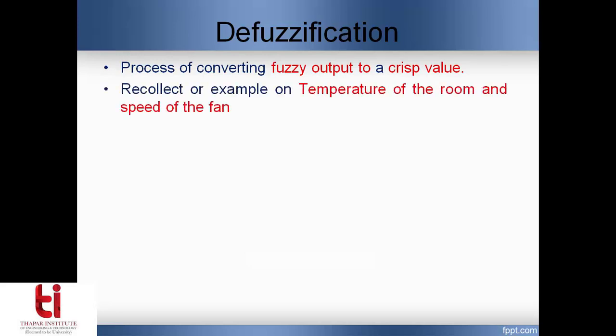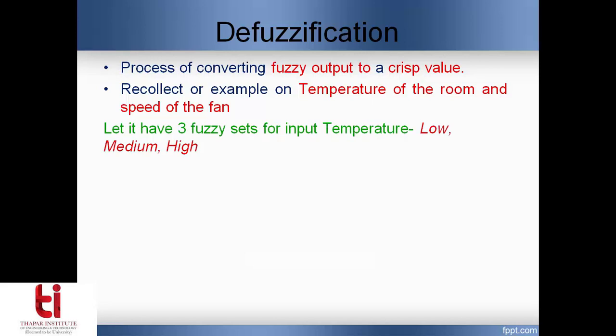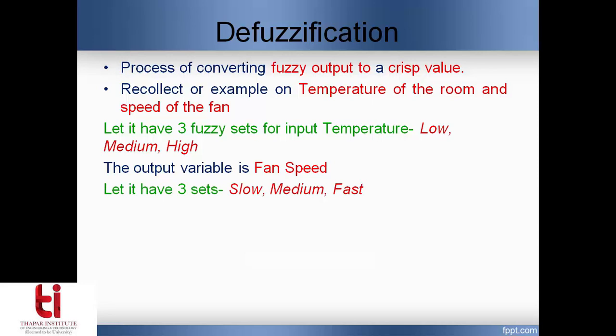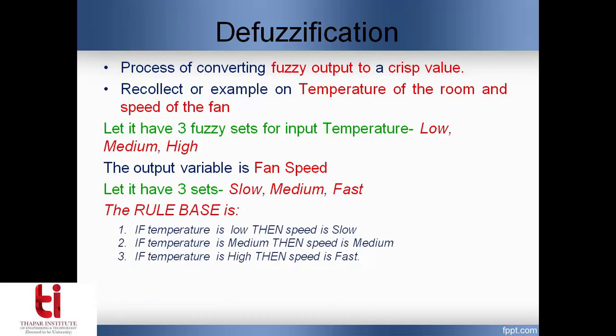To understand this, recollect the example on the temperature of the room and the speed of the fan. In that case, we had three fuzzy sets representing the input, that is temperature. Those three sets were low, medium and high. And we had the output variable fan speed, which was represented using another three sets identified by slow, medium and fast. Now there was a rule base which had three rules stating that if temperature is low, then speed is slow. If temperature is medium, then speed is medium. If temperature is high, then speed is fast.